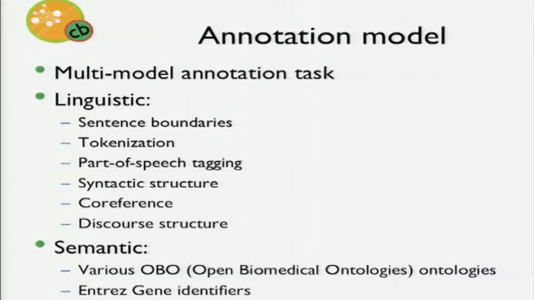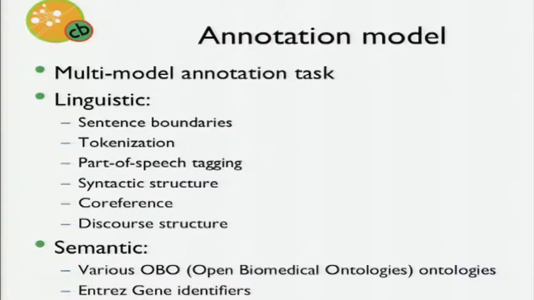On a high level, this is what we call a multi-model annotation task. What that means is that we had two different models that we used, one for the linguistic annotation and one for the semantic annotation. For the linguistic annotation, we did sentence boundaries and tokenization, which is splitting the input into its parts. A token might be a word, it might be a punctuation symbol, it might be the constituent parts of a hyphenated word. These are the building blocks of the document collection.